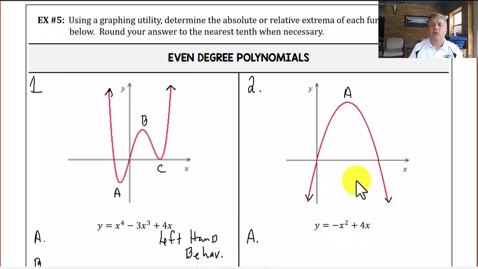Well, what do you notice about the end behavior of those? Meaning, what do you notice about what happens to those graphs as x approaches positive infinity and x approaches negative infinity? Well, hopefully you notice that the end behavior of those is the same. They go in the same direction. And that is a characteristic of even degree polynomials. Their end behavior is in the same direction.